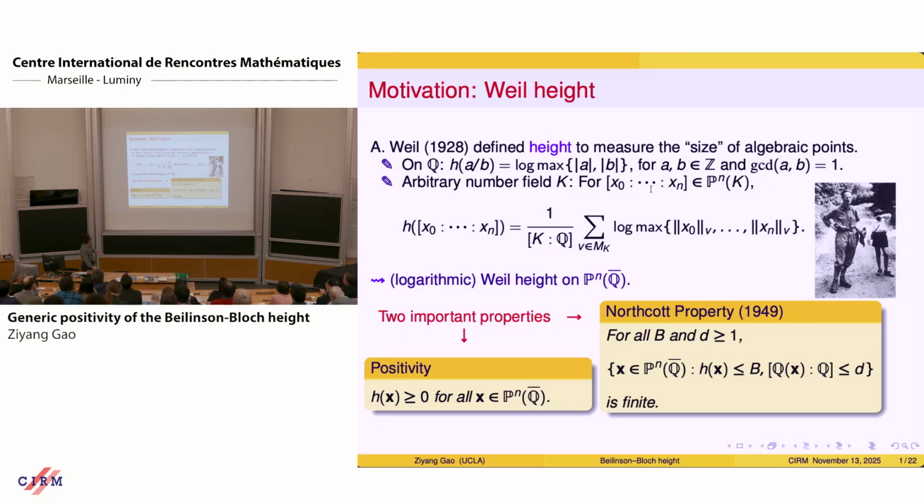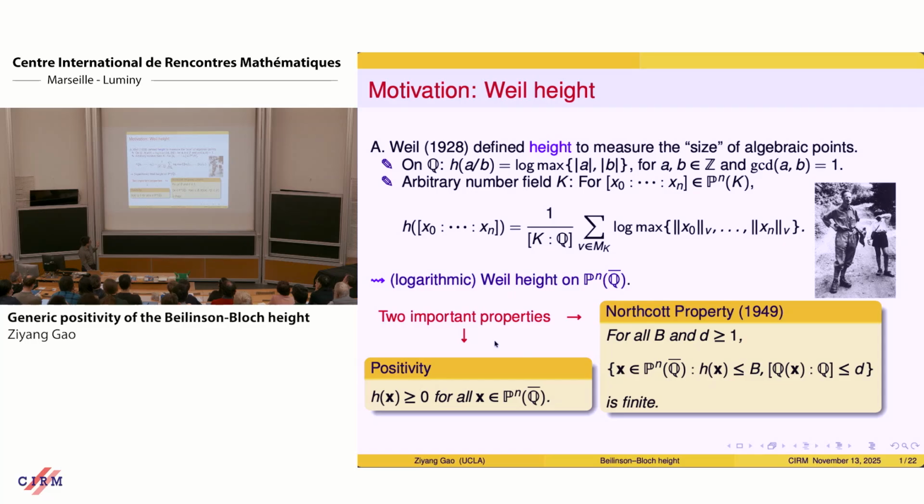Because of that, we can define the height of any algebraic point on projective space. This height defined like this is called the logarithmic Weil height and denoted by small h. I prefer the log version because products are too complicated for me. I like to do sums, okay? And if you define a height like this, of course, you need to check that it's well defined. It doesn't depend on the choice of the coordinates and so on, but this is true by the product formula.